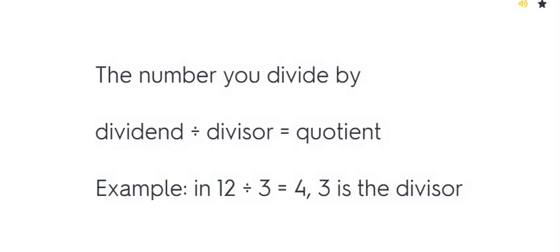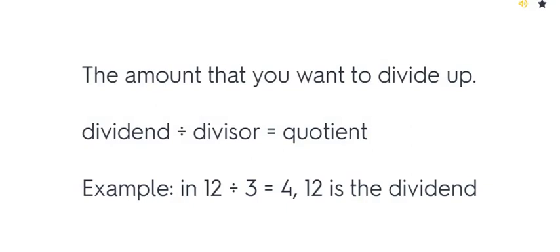Divisor: the number you divide by. Dividend divided by divisor equals quotient. Example, in 12 divided by 3 equals 4, 3 is the divisor. Dividend: the amount that you want to divide up. Dividend divided by divisor equals quotient. Example, in 12 divided by 3 equals 4, 12 is the dividend.